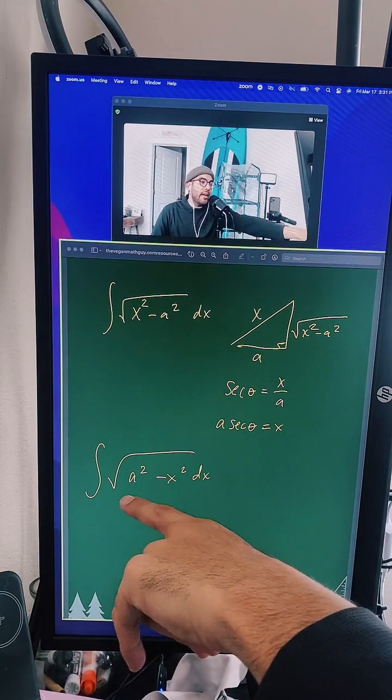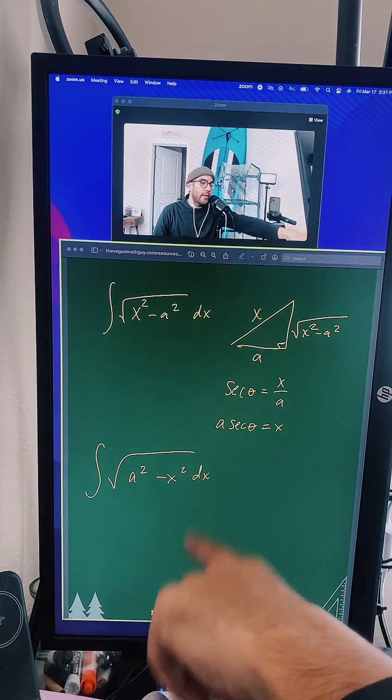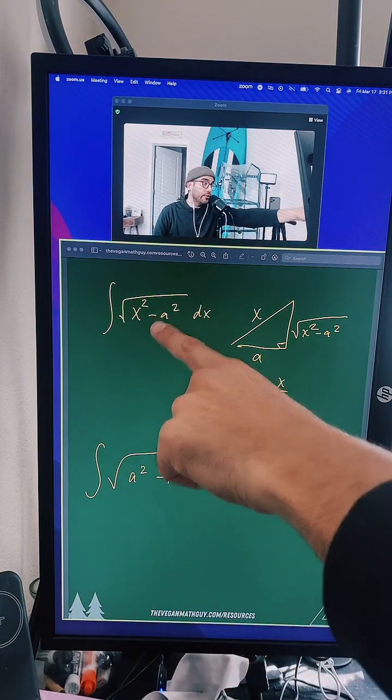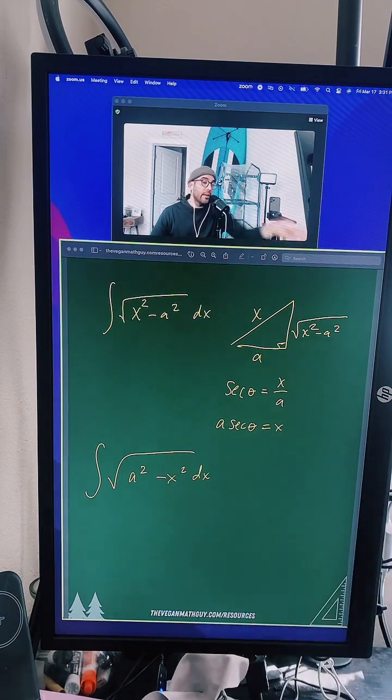So what happens when you have a squared minus x squared? Okay, notice it's a little different, right? The variable's first in this one. The variable is being subtracted here. This immediately should tell you that this is going to be an arc sine.